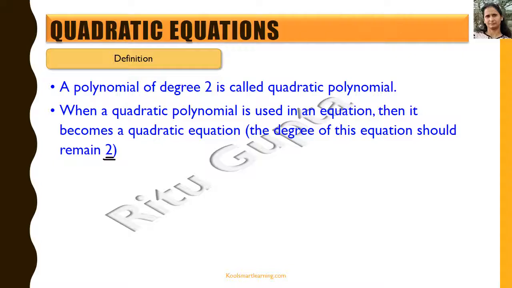Now, for example, we take a quadratic polynomial x square plus 2x plus 5. Now supposing we use it in an equation in such a way that we make a right hand side of this nature. Now we clearly see that this component will cancel with this component on the left hand side. So necessarily this equation will not have a second degree component, so it will not remain a quadratic equation anymore.